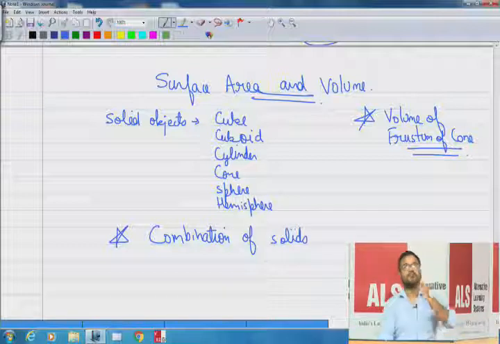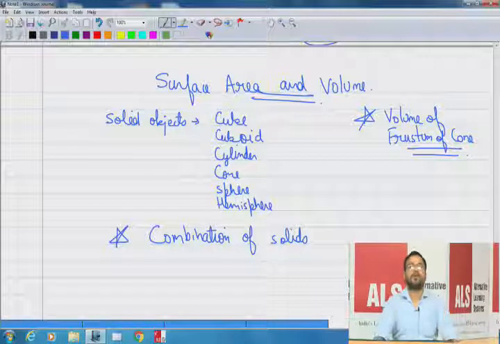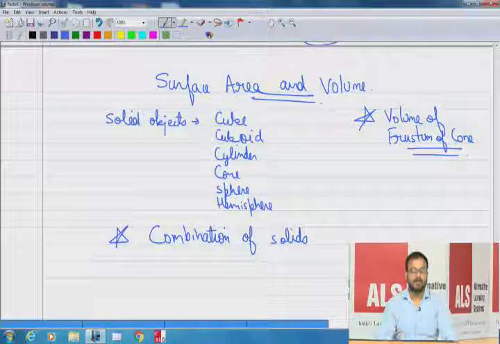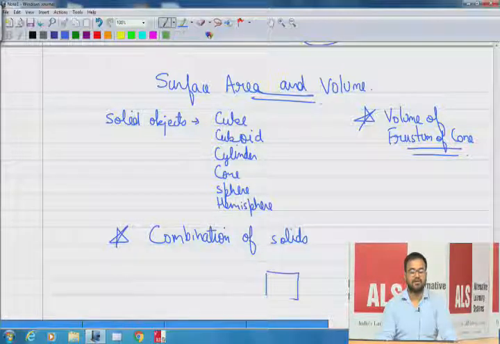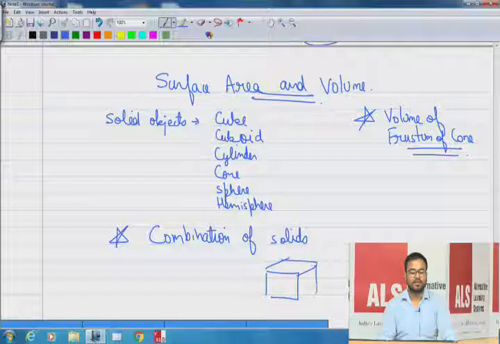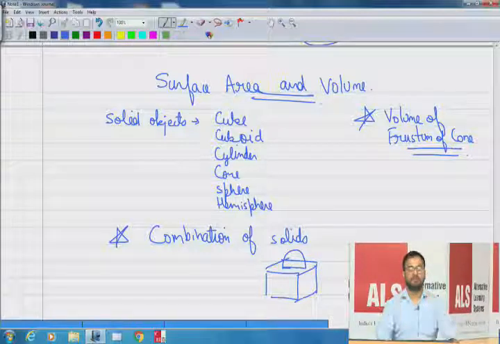Now the combination of solids will be given to you, like a combination of a cube and a cylinder, or cube and a sphere. It will be like this. Let's say we have a cube, and on the top of the cube they will place one hemisphere like this. So there will be some solid arrangement, a combination of the cube and the hemisphere.